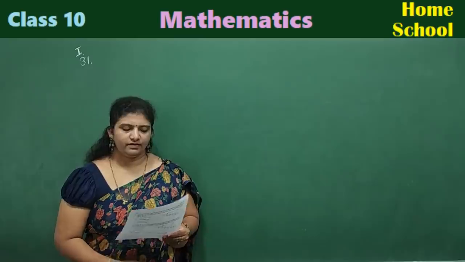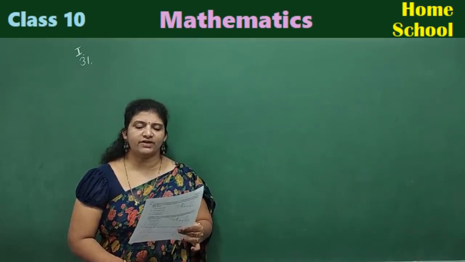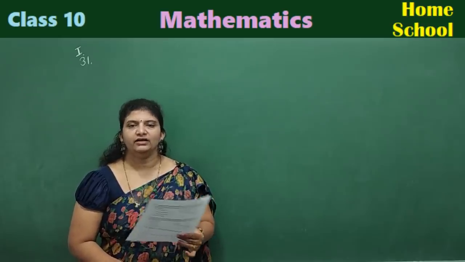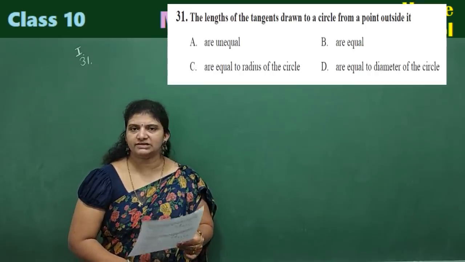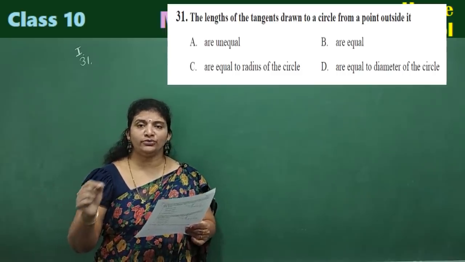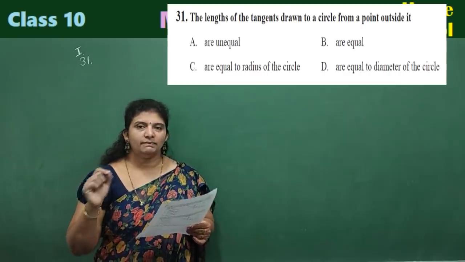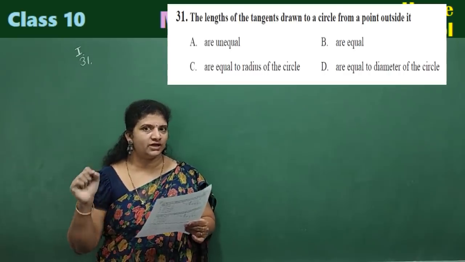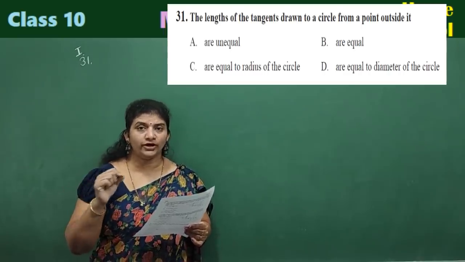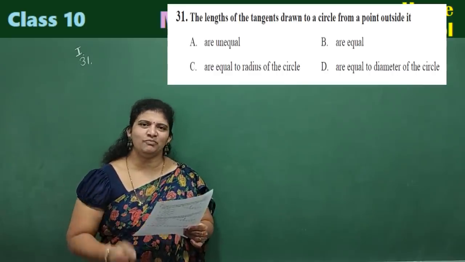Okay. 31st one. The lengths of the tangents drawn to a circle from a point outside it. You can remember a theorem in circles, right? What is that? The tangents drawn to a circle from an external point are always equal. But here they did not give you external point. They have given here point is outside. Outside point is nothing but the external point.